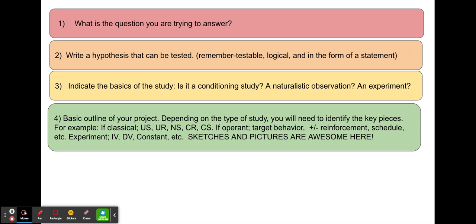This is the big part. I want a basic outline of your project. So this is where you're going to start to identify the different variables of your study. And it's going to be different depending on what type of study you're doing. So for example, if I'm doing conditioning and I choose classical, I definitely need to identify my unconditioned stimulus, my unconditioned response, so on and so forth.